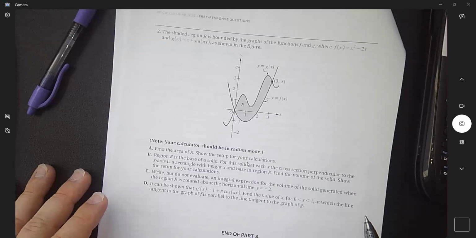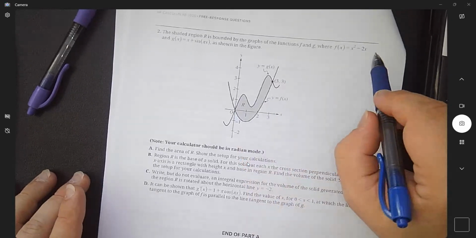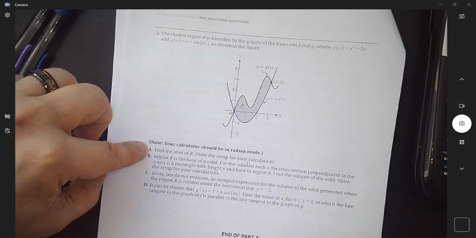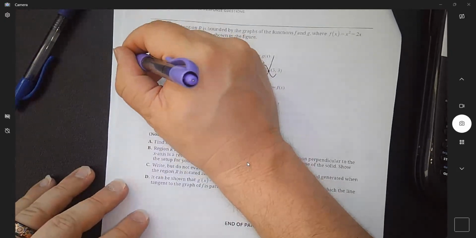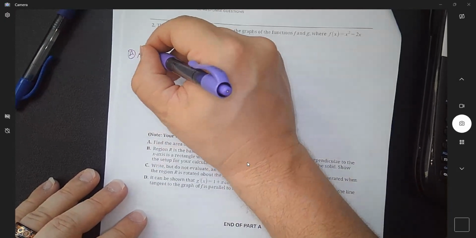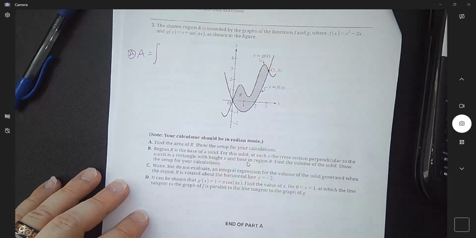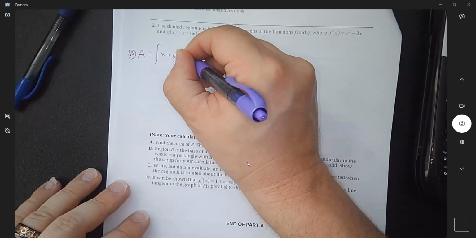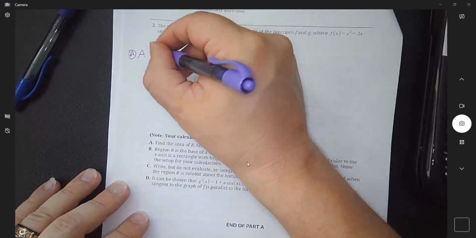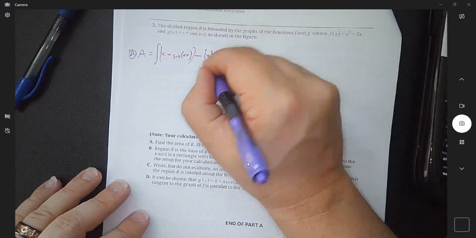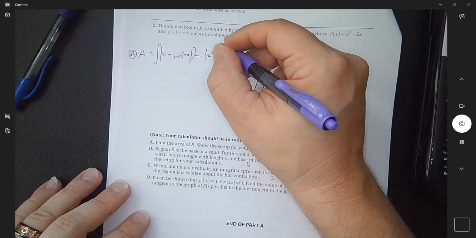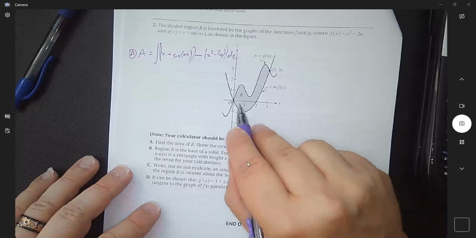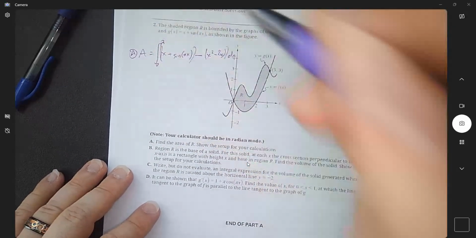The shaded region R is bounded by the graphs of functions f and g, where f is this nice smooth parabola and g is this weird sine curve that looks like my heart when I take a blue pill. So find the area of R. Okay, so I'll just do that up here. So the area of R is going to be the integral, and the function that's on top is g. So it'll be x plus sine pi x, and then minus the parabola, x squared minus 2x, dx. Looks like we're going from 0 to 3.